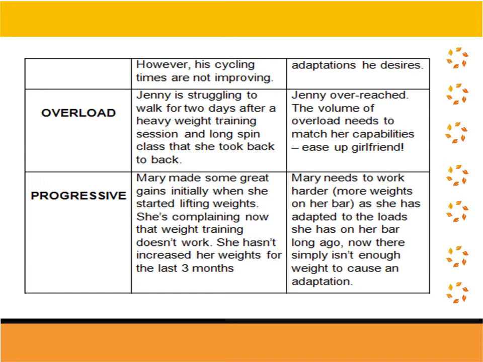Next, we have the principle of progression. So, for example, Mary made some great gains initially when she started lifting weights. She's complaining now that weight training doesn't work. She hasn't increased her weights for the last 3 months. So the conclusion is Mary needs to work harder or put more weight on her bar, as she adapted to the load she has on her bar long ago. Now there simply isn't enough weight to cause an adaptation.